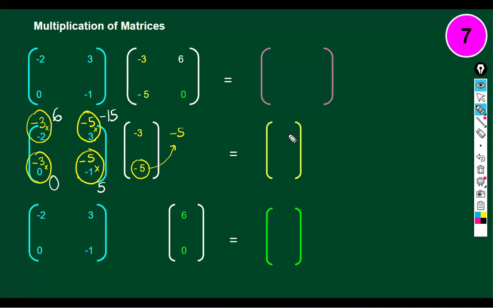So to get the top answer, a lot of people are getting 21 on top, but I think something is wrong there. Because to get the final answer on top, we have to add the two values on top. 6 plus minus 15. A plus and a minus is a minus. So it's really 6 minus 15. And I think we get minus 9 here. And 0 plus 5 is 5. So my first two answers are minus 9 and 5. Look for your mistakes. Once again, it's just simple sign errors that people are making mistakes with.